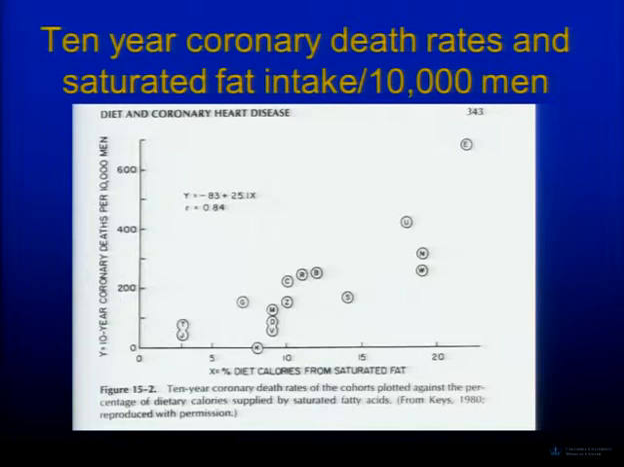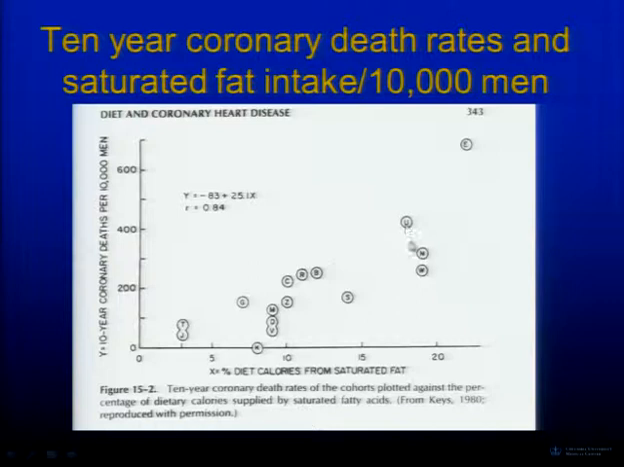And in fact, Keys has a calculation to try and figure out cardiac disease. And this is some of his early work that was looking at 10-year coronary deaths per 10,000 men as compared to the percent of diet calories from saturated fats. And so this, again, is looking at the whole country, at the region level, what was the association? So here the correlation is 0.84, so that's really high.